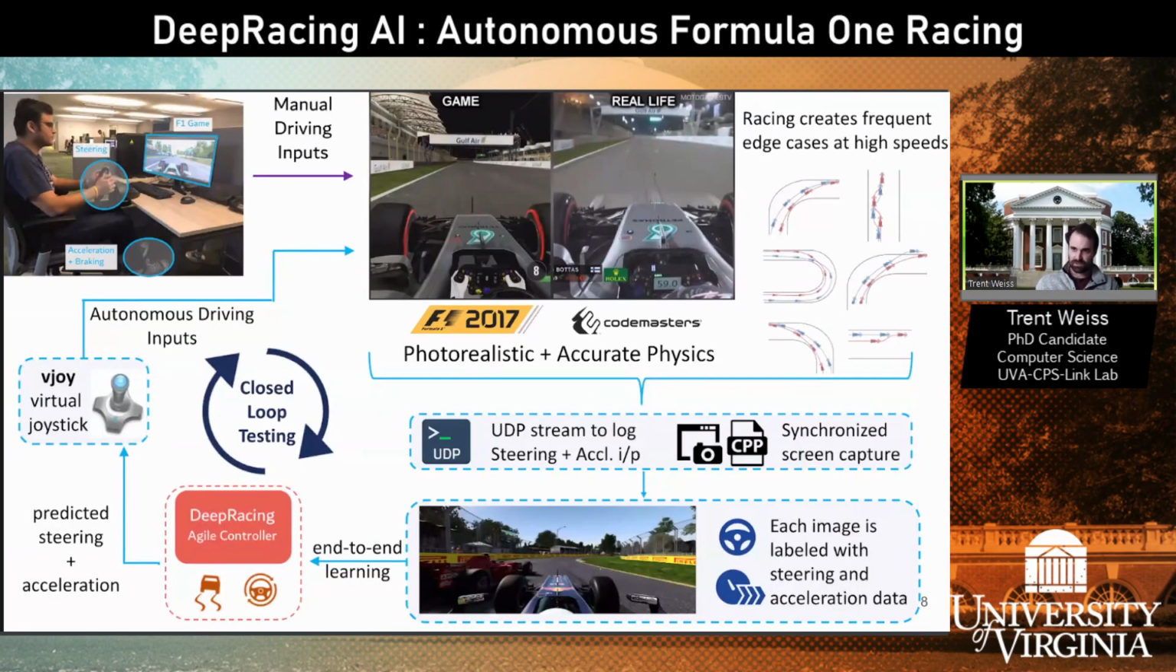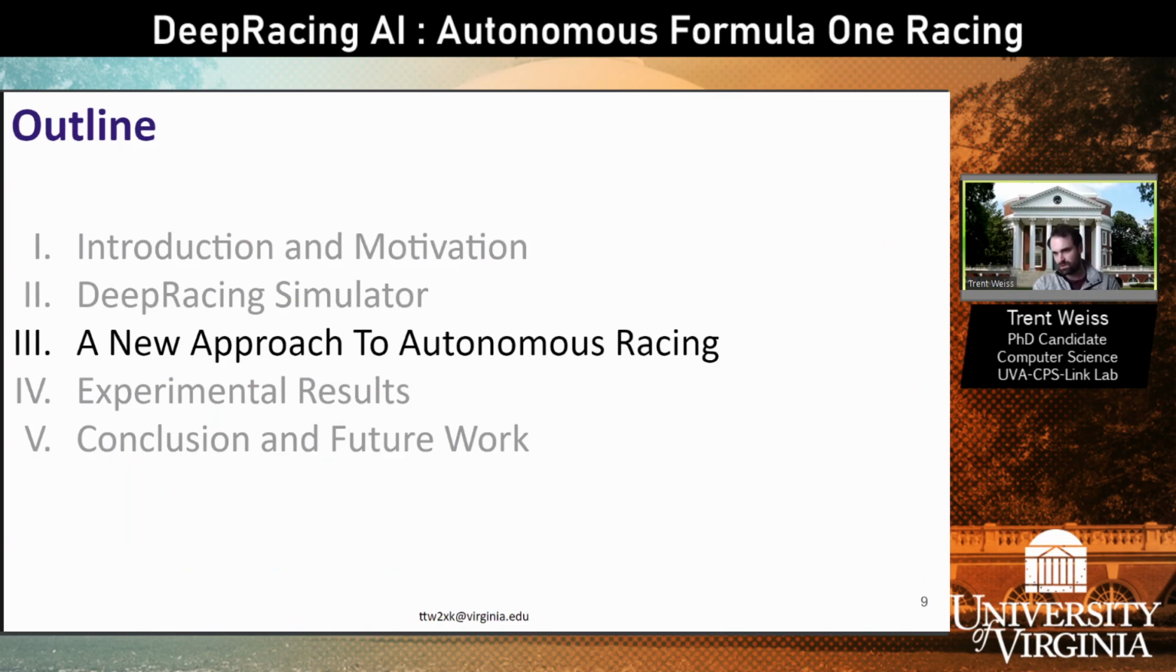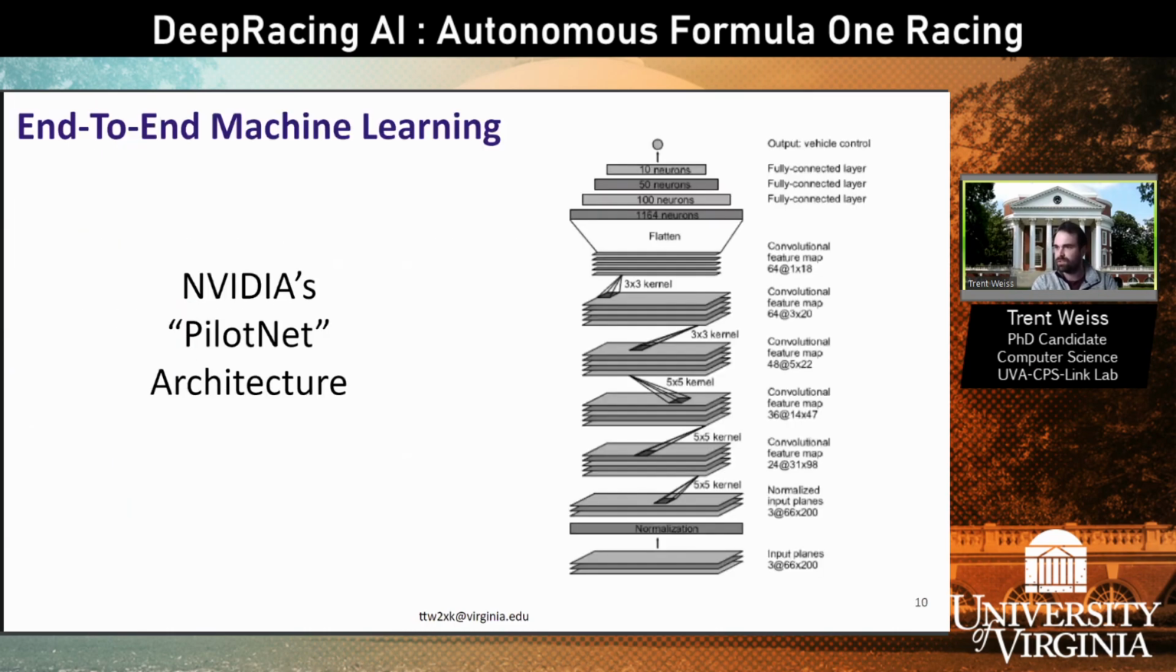So this presents a nice closed loop infrastructure where an expert driver can play the game, which then produces synchronized labeled training images to be fed to some sort of autonomous racing policy. And then we've built a fully closed loop infrastructure for actually playing those policies back into the game. And we're going to use this simulation framework to develop and test our new approach to autonomous racing.